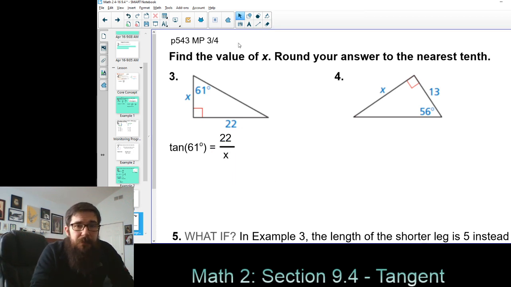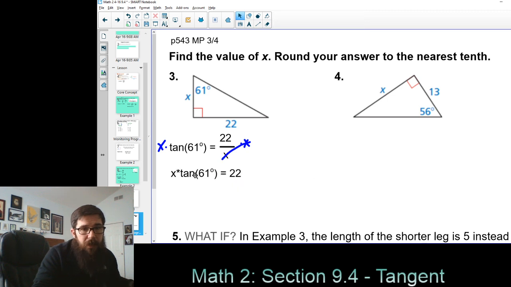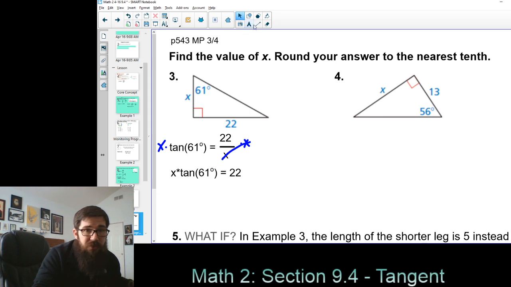I'm going to repeat that same sort of algebra as before. If I multiply both sides by x, they'll cross cancel on the right side. On the left side, I'm going to end up getting x times tan of 61 equals now 22. So what am I going to do to basically get x by itself? Divide both sides by tan 61. It is just a number, a weird decimal.